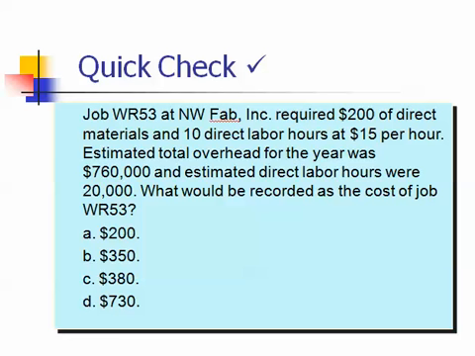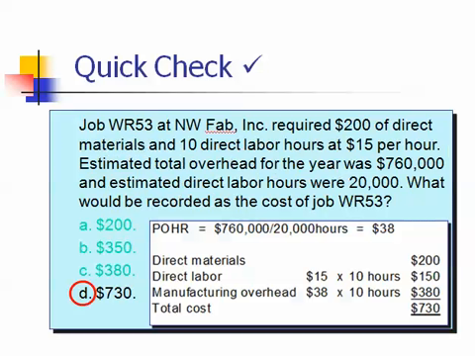The first step will be to calculate our predetermined overhead rate. So we'll take our $760,000 in estimated cost and divide it by our direct labor hours to get our predetermined overhead rate. Once you've done that, add up our direct material, direct labor, and manufacturing overhead. Our estimated total cost for the job is $730. We take our direct materials of $200 plus $150 in direct labor, that was 10 hours at $15 per hour, and we multiply again that same 10 hours by our predetermined overhead rate of $38 per hour.